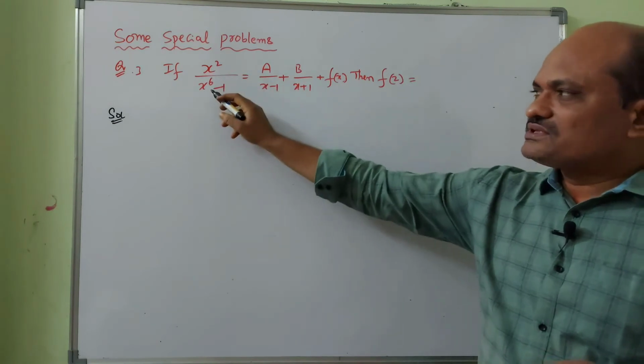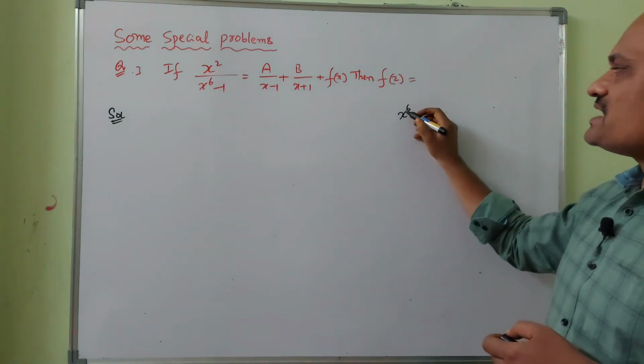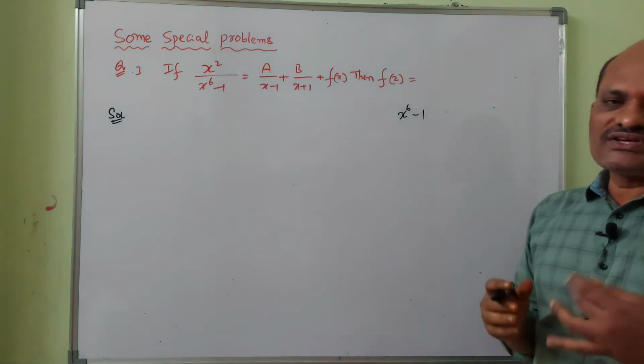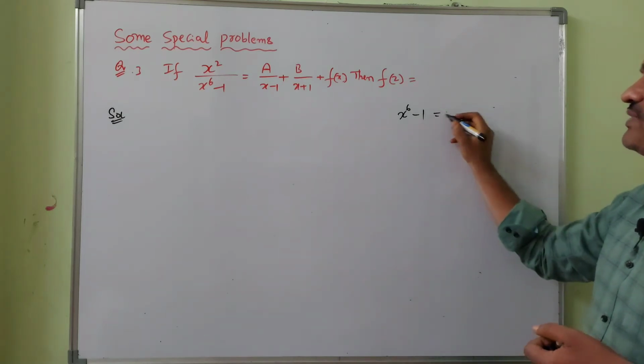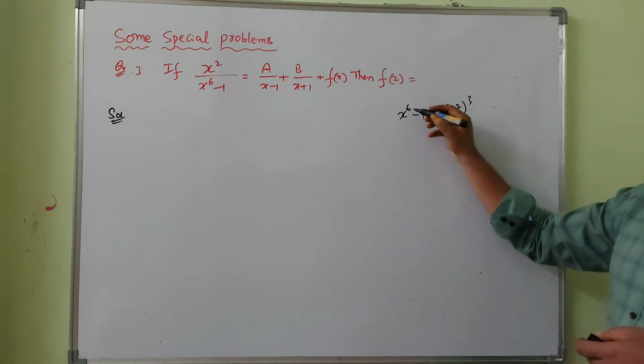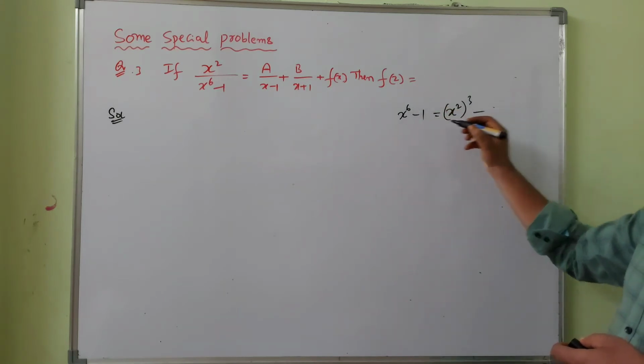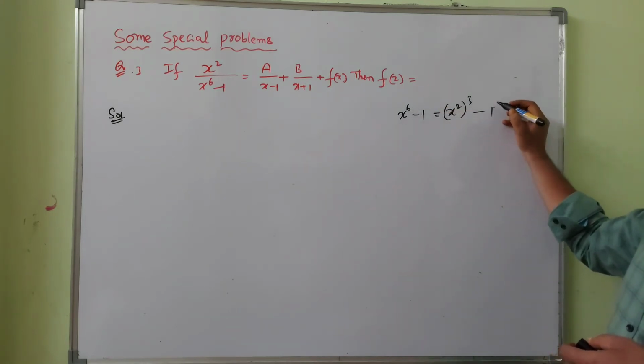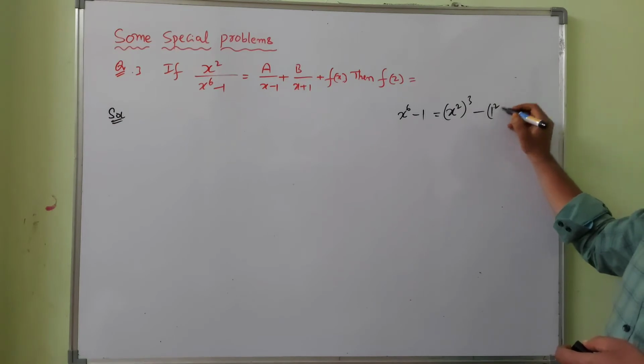For that, please look at the denominator. The denominator is x power 6 minus 1. First of all, we have to factorize this. How to factorize this? This can be written as x square whole cube, and 1 can be written as 1 square whole cube.